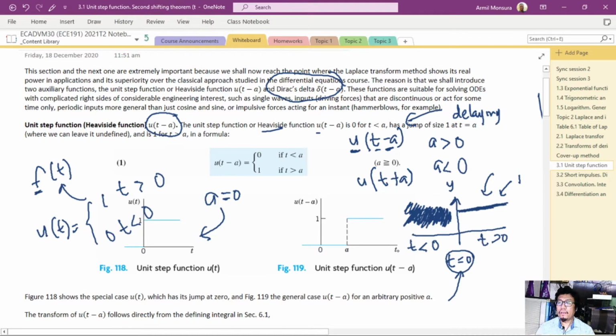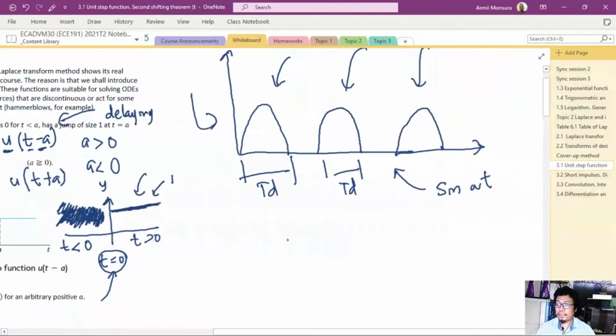Now, the delayed unit step function, u of t minus a, is a delayed version of the unit step function here, by a units of time. This is important because, if you remember, earlier I was telling that t equals 0 might be the moment that you switch the signal on to the system.